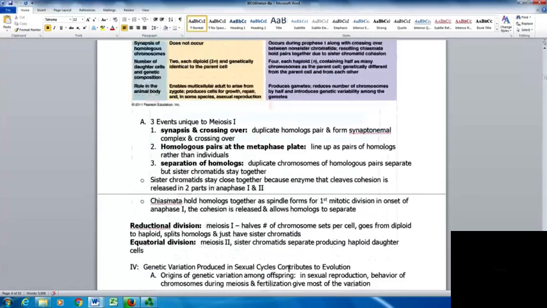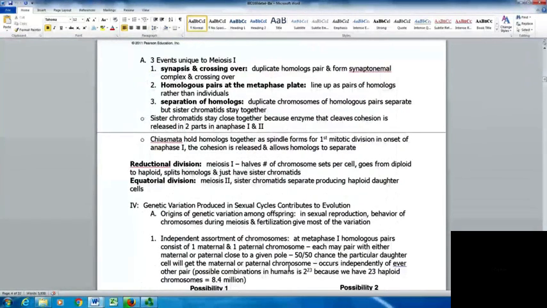So there's 3 events that are unique to meiosis 1, synapsis and crossing over, where you duplicate the homolog pairs and form the synaptonemal complex during crossing over. Homolog pairs are only going to occur during meiosis. The homologous pairs line up at the metaphase plate.